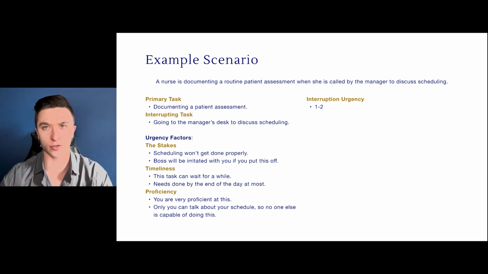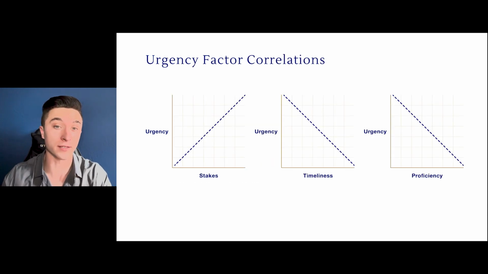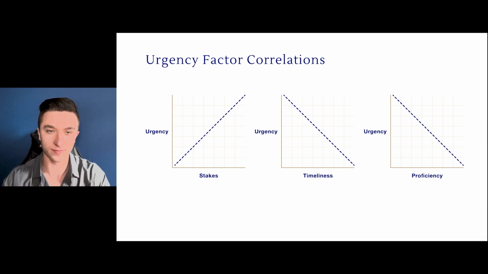Each one can be thought about in terms of these graphs. So for stakes, as stakes increase, urgency increases, resulting in a positive correlation between the two. As timeliness increases, the amount of time that the task can wait to perform, as that increases, urgency decreases, resulting in a negative relationship. And as for task proficiency, if you are proficient in the interrupting task, then the task urgency will increase as the number of other people around you who are also proficient decreases, resulting in a negative relationship. So if there's less people capable of doing it, then we have more urgency.